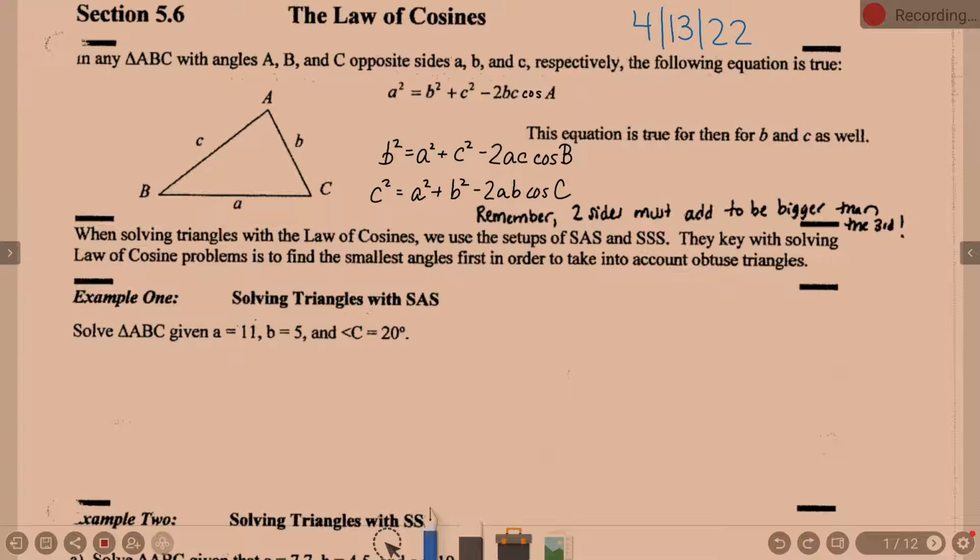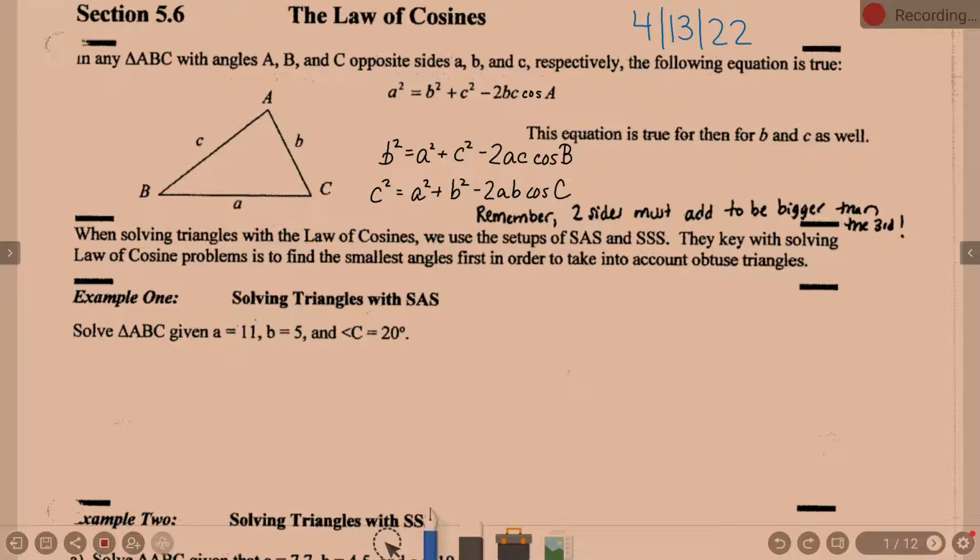Lesson 5-6 is law of cosines that I'm going to introduce today and obviously finish tomorrow. Law of cosines works a lot like law of sines in that we can use it to solve triangles. So given 3 of our 6 values in a triangle, we can find the other missing ones. Okay, the difference is the types of triangles that will be given.